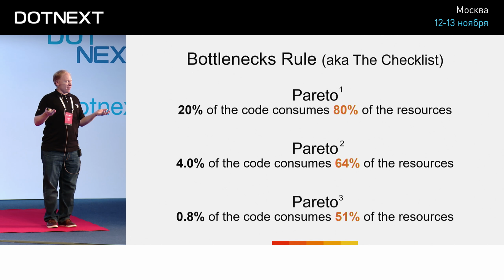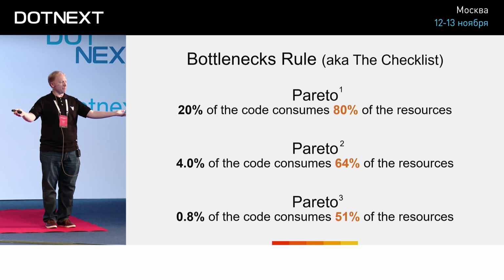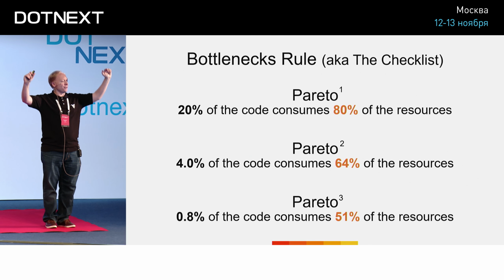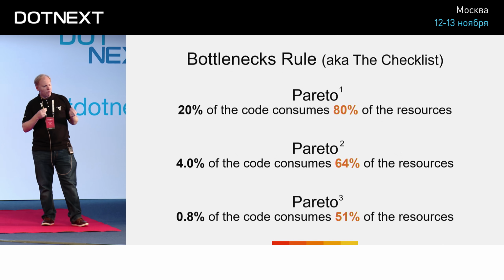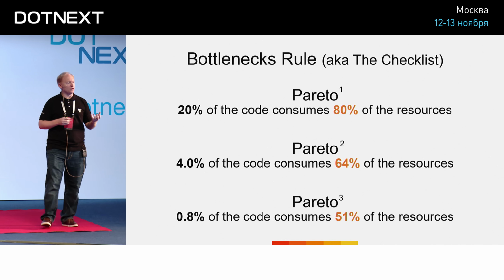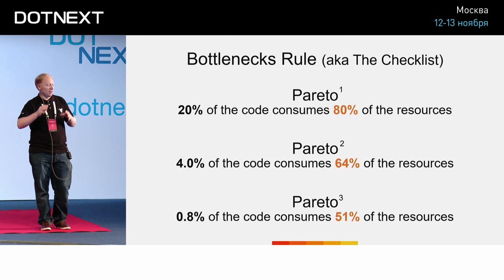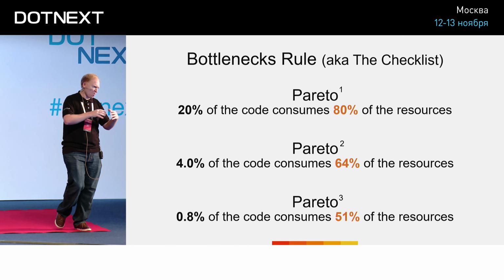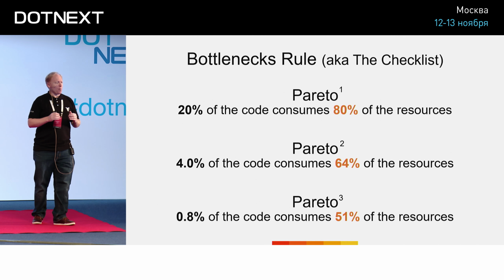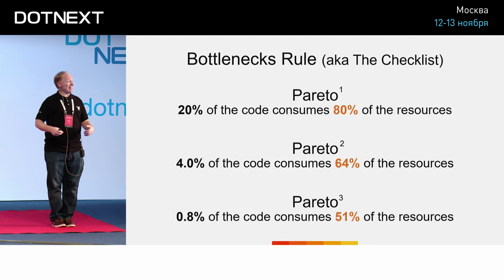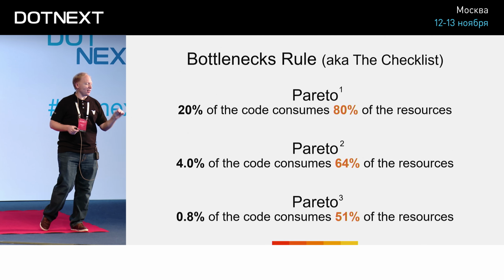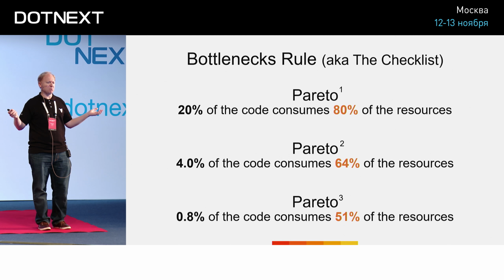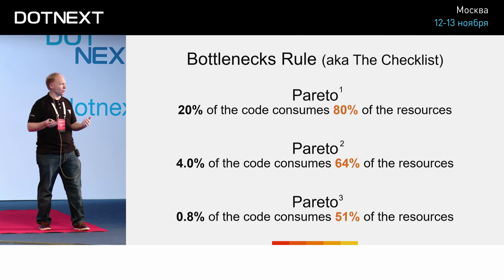But then we can square Pareto. We're going to square the left side, and we're going to square the right side. These are numbers less than one, so instead of growing up, they're going down. When we are talking about Pareto squared, roughly 4% of your code actually consumes a little bit more than half your resources, roughly two-thirds. But we can multiply it again, so we get Pareto cubed. We are talking here about 0.8% of the code. In a 1 million line code base, that's roughly 5,000 lines of code. So it's actually quite manageable.